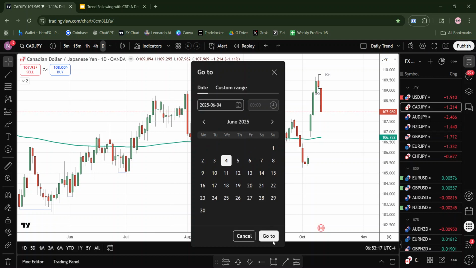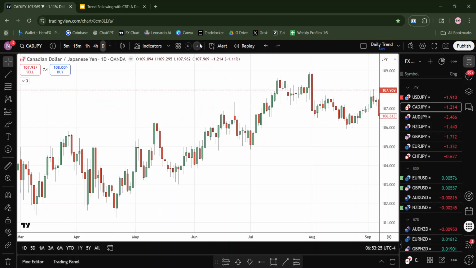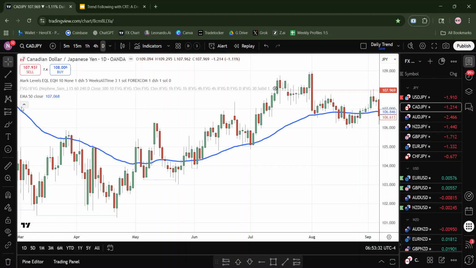Let's just do that one. There we go. Okay, so back in June. So let's see. Let me see, am I on the right setup? I may not be on the right setup here. Let's do that. We'll get our 50 up. There we go. All right.